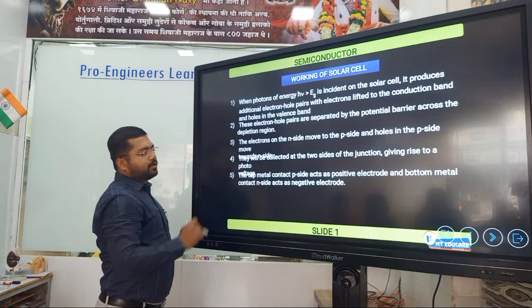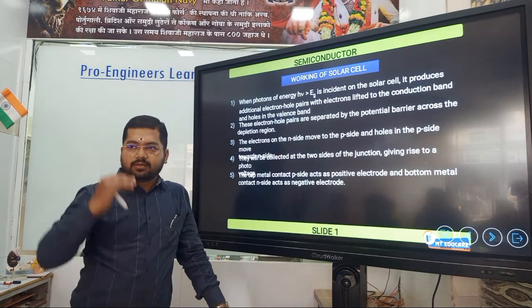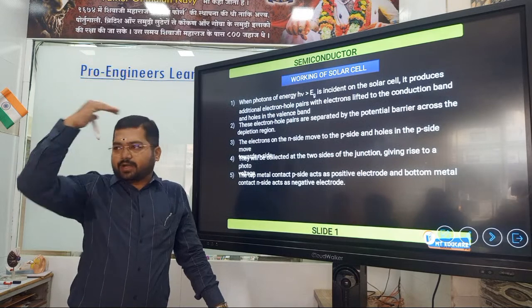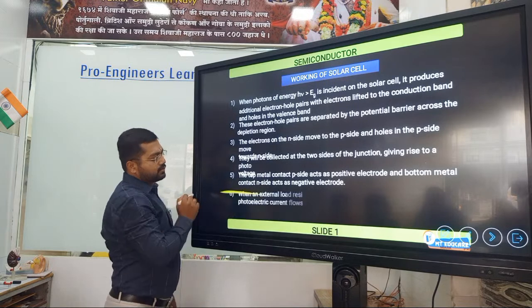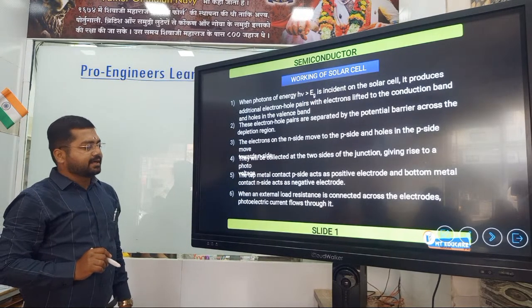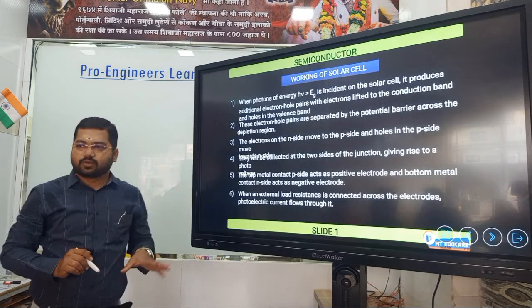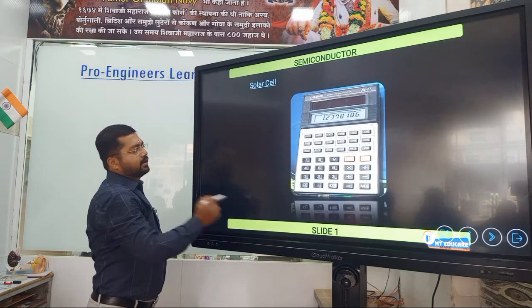The top metal contact on the P side acts as the positive electrode and the bottom one acts as the negative electrode. When an external load resistance is connected across the electrodes, a photoelectric current flows through it.